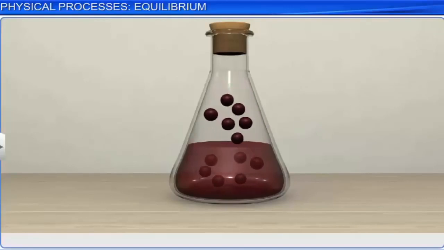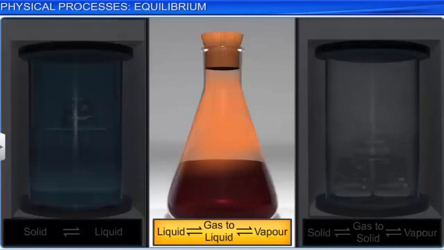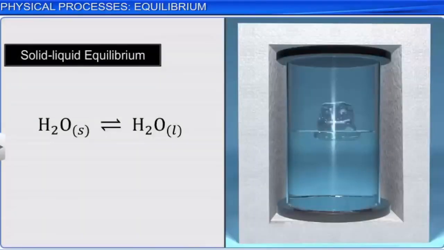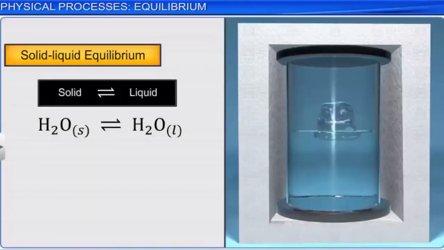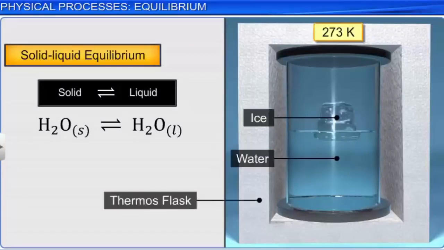The important aspects of equilibrium involving physical processes can be understood by studying some phase transformation processes, such as solid-liquid, liquid-vapor, solid-vapor. Let's see solid-liquid equilibrium. Ice in equilibrium with water in a perfectly insulated thermos flask at 273 Kelvin and at atmospheric pressure stands as a perfect example of solid-liquid equilibrium. For this equilibrium, you can see that the temperatures as well as the masses of ice and water remain constant.